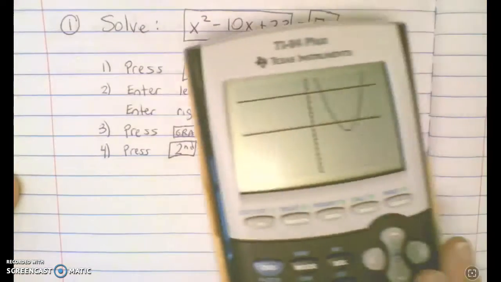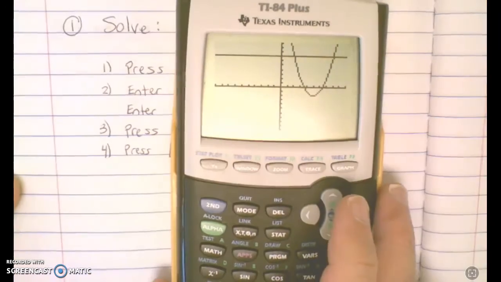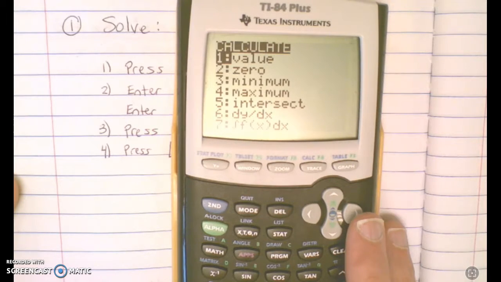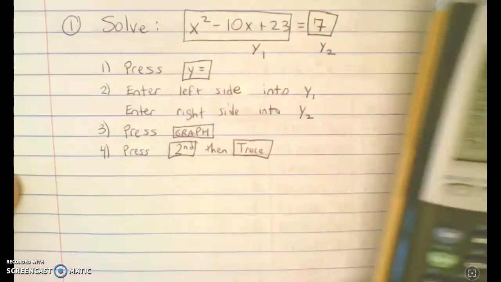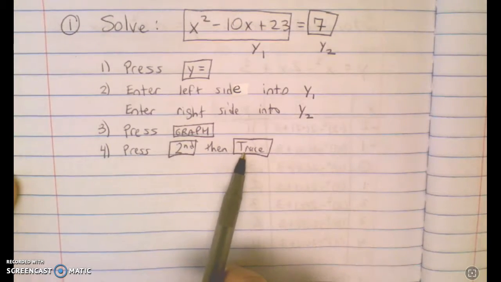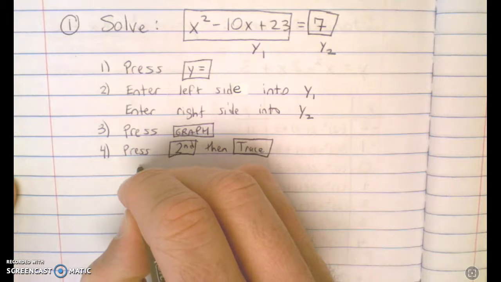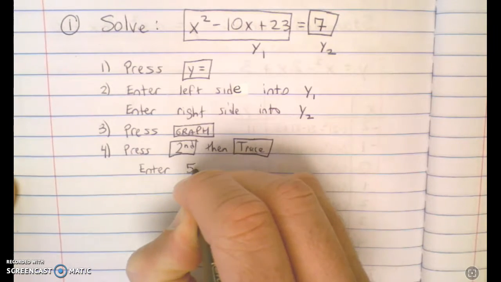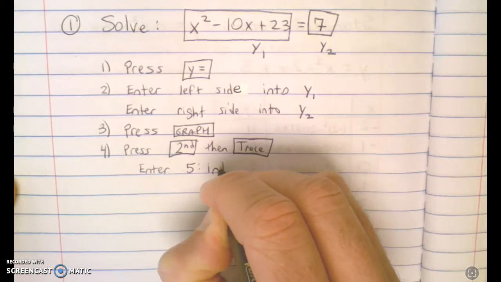So we'll take a look at what that looks like. Second, then trace. And we see these values for calculate. So press second, then trace. We get that screen. From there, you're going to enter number 5, and I'll show you in a second what that is. But it's going to give you the intersect.